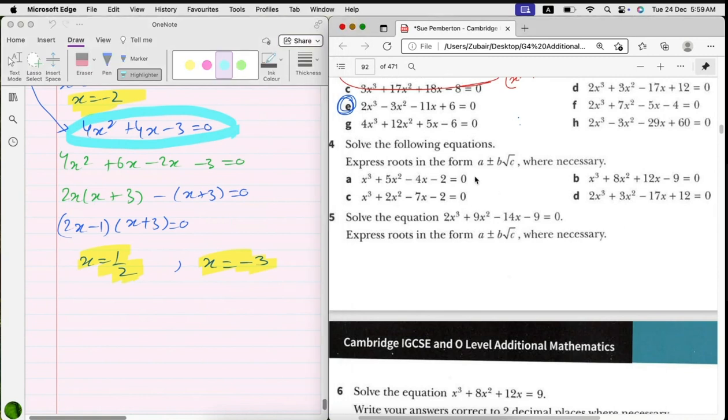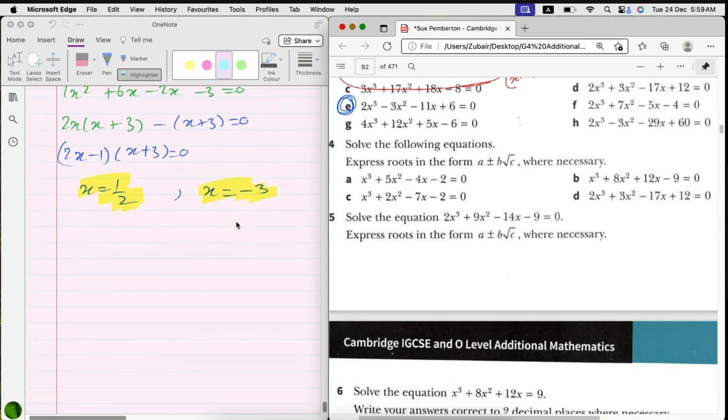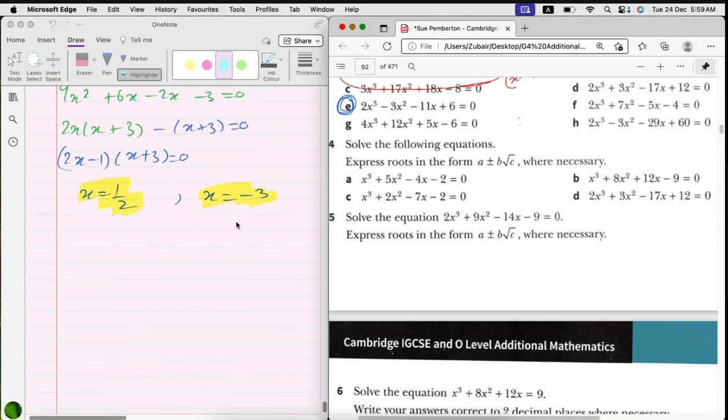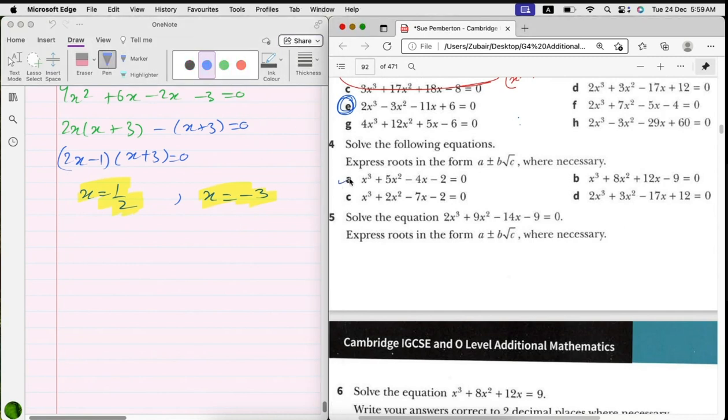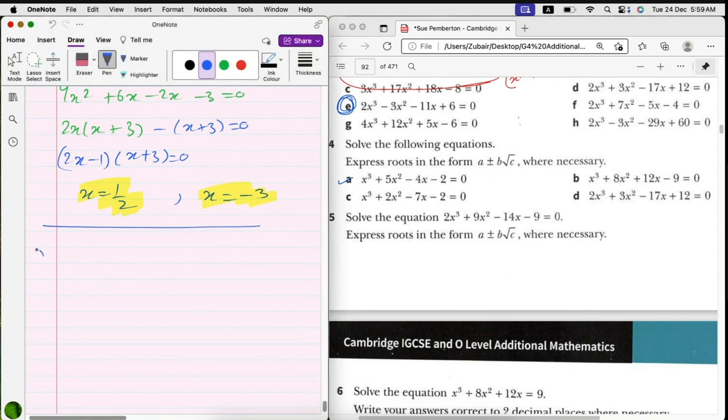Now look at question number 4. Solve the following equations, express roots in the form a plus minus b square root c where necessary. So definitely I cannot make a guess. Let's go for A and then B. Let's see where we get the exact answers and where we get this in the root form. 4A: x cubed plus 5x squared minus 4x minus 2 equals 0. Similar way, we go for hit and trial.